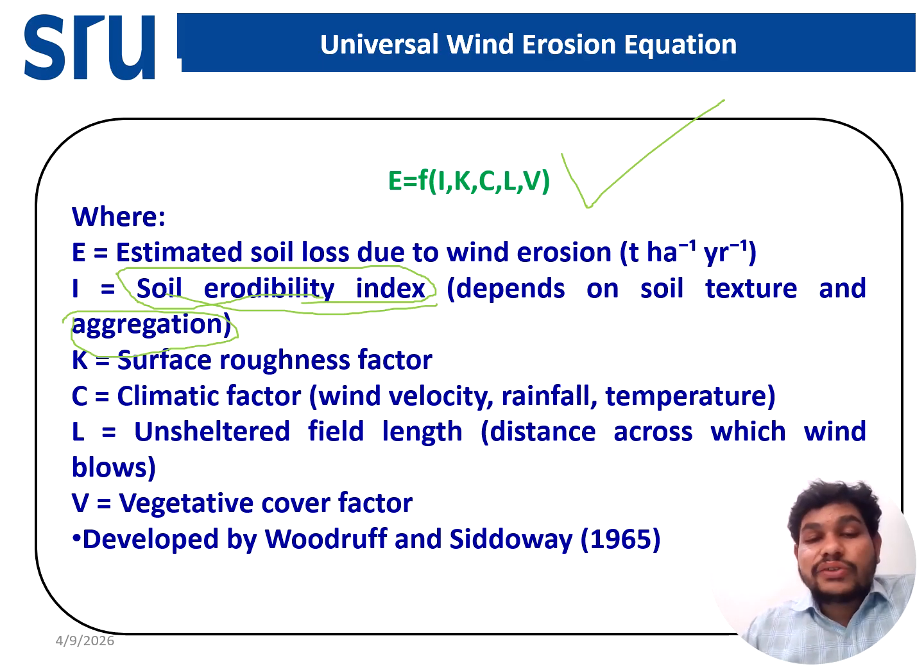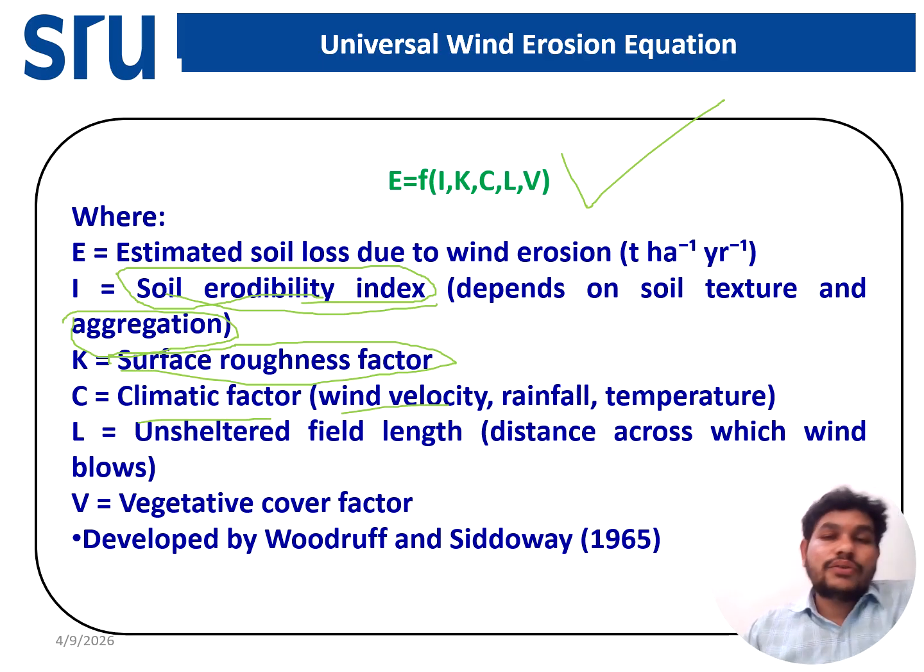The key indicator is soil roughness, whether the soil is fine or smooth, or rough. It is also important for the study of wind erosion. Third is the climatic factor. In that we consider wind velocity, rainfall, and temperature. These are the factors we consider to calculate the wind erosion.